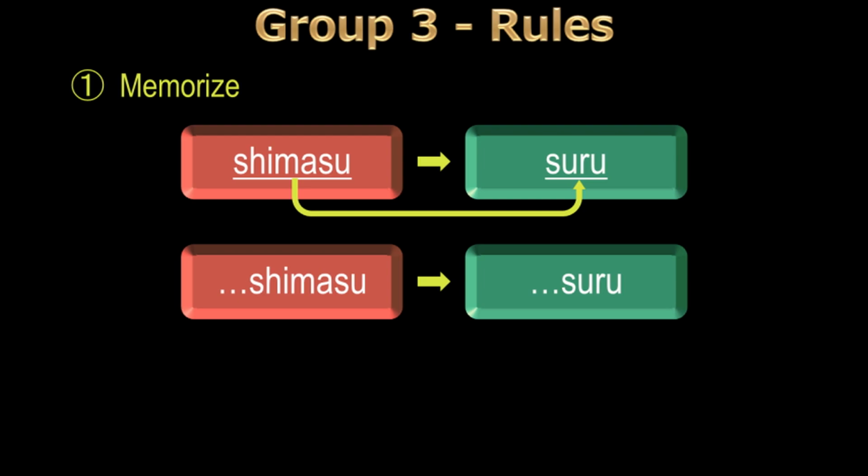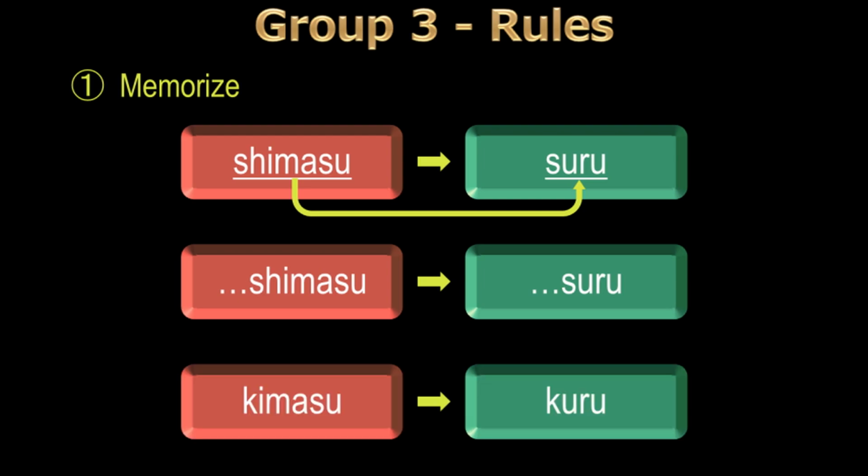On similar lines, for sodan shimasu, which means to consult, we will get sodan suru. In this group, there is one more verb, kimasu, which means to come. And we have to simply change kimasu to kuru. So in short, in case of group 3 verbs, just remember the two words suru and kuru.